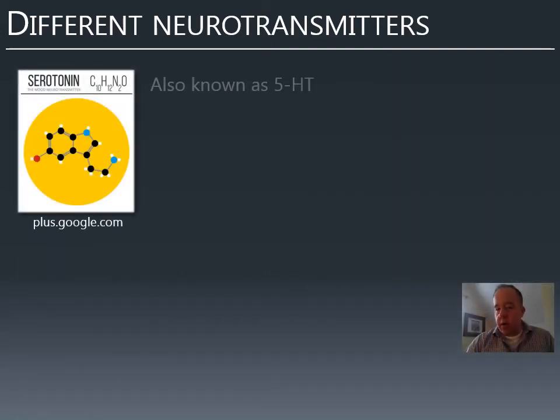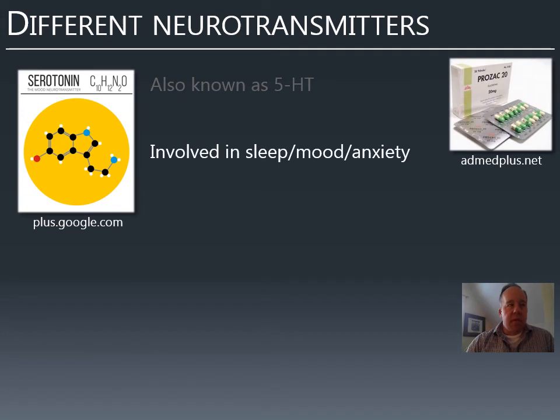Serotonin, another important neurotransmitter. Sometimes you'll also see 5-HT as an abbreviation. I'll always call it serotonin, but if you see that abbreviation, that is what it means. It's the same thing. And this is involved in a number of functions. It's involved in sleep, it's involved in mood, involved in anxiety. And this is where common antidepressants have their effect.